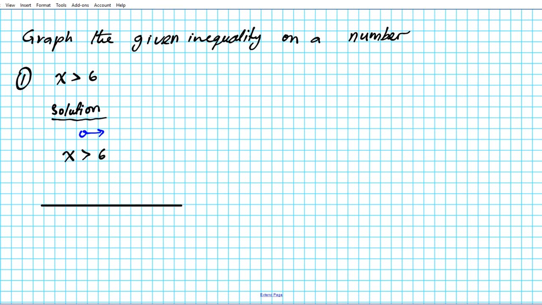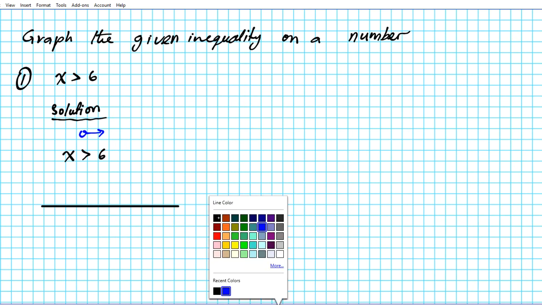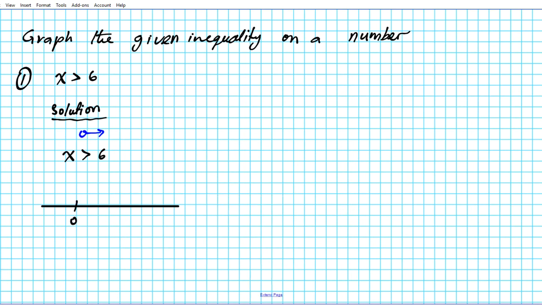So draw a number line. So we have 0 is right here. 1, 2, 3, 4, 5, 6. All right, so above 6 we have an open circle, and we're going to be going to the right because it's greater than. All right, let's go ahead and specify our variable. The variable for this number line is x. So that, ladies and gentlemen, is your final answer for question number 1.